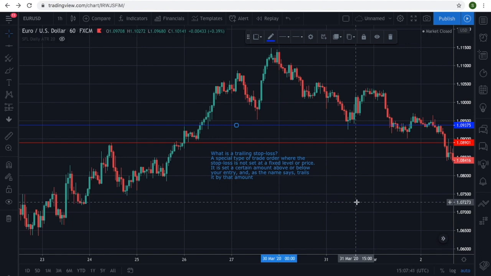A trailing stop loss is a special type of order where the stop loss is not set at a fixed price level or price. It is a certain amount above or below your entry. And as the name says, it trails it by that amount.